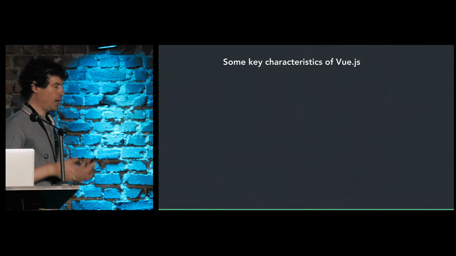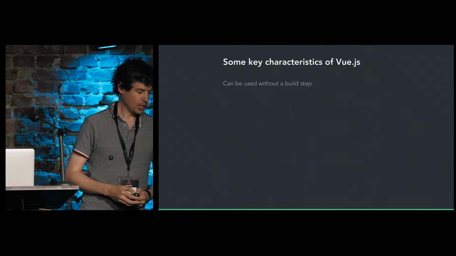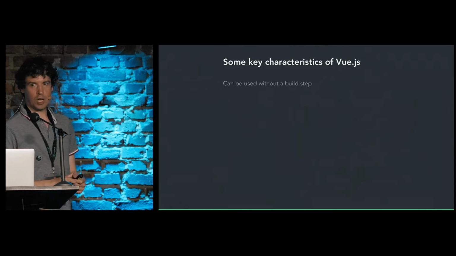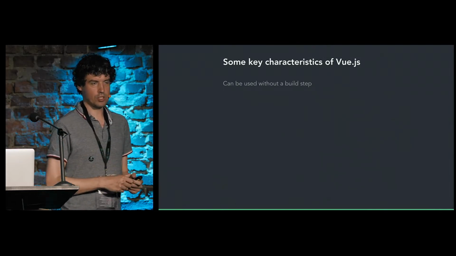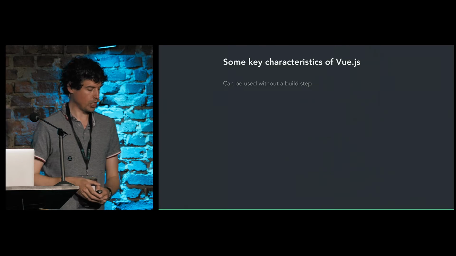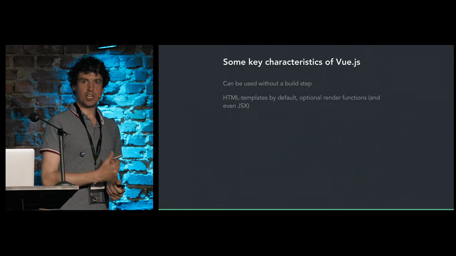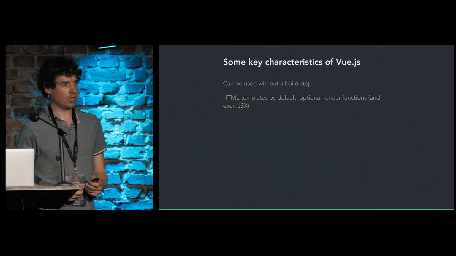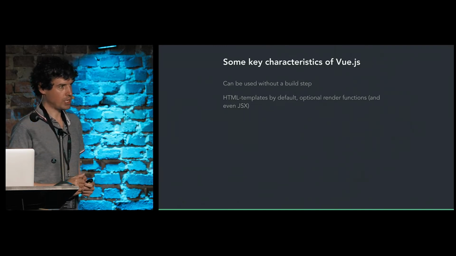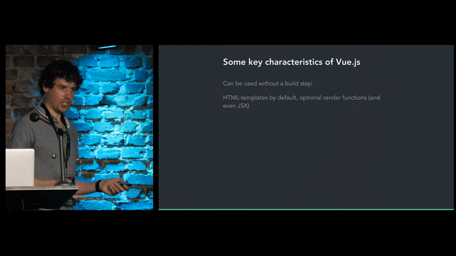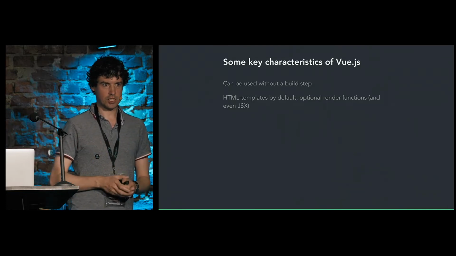Let's have a high-level view on Vue before we go into more details. So it can be used without a build step, just like Angular 1 used to be. You can just drop it into a site and use it just like with jQuery to do some simple DOM manipulation. It uses HTML templates by default, but you can also use render functions, because the render function is the basic API. HTML templates are also compiled down to render functions, and even JSX if you like to.